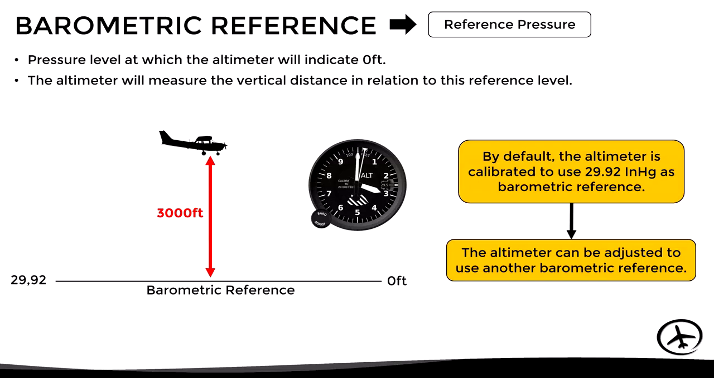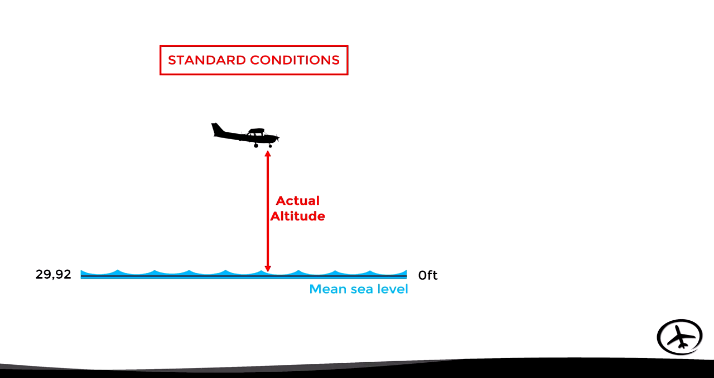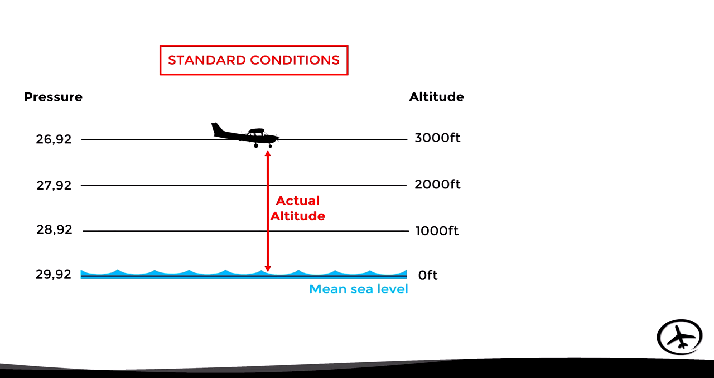But we might be wondering, why does the pilot need to change the barometric reference? Well, let's look at it by means of an example. As we already know, the actual altitude is the vertical distance between the mean sea level and the aircraft. And under standard conditions, the pressure level that identifies the mean sea level is 29.92 inches of mercury. From this point, the static pressure decreases with altitude at a rate of approximately 1 inch per 1,000 feet. And theoretically, below the mean sea level, the static pressure would increase at the same rate.